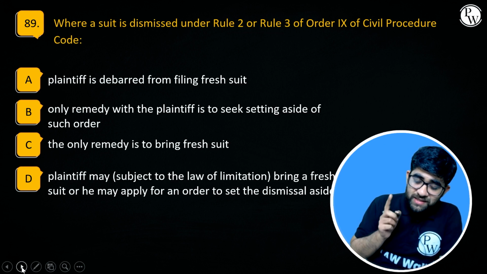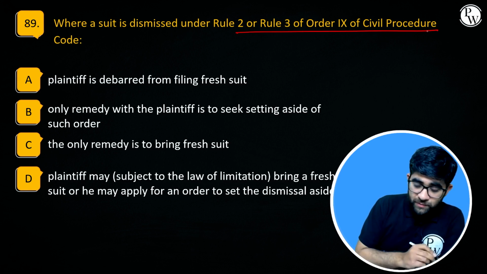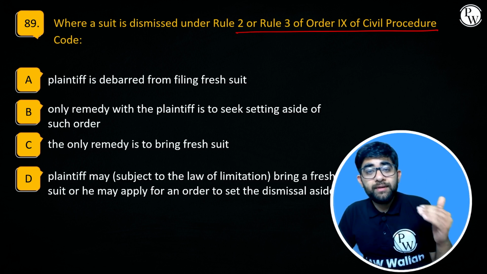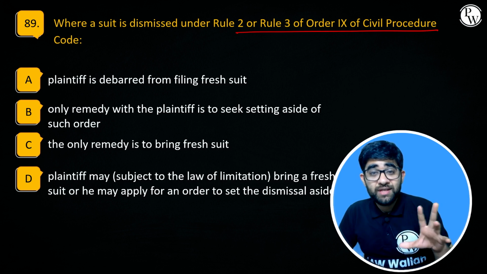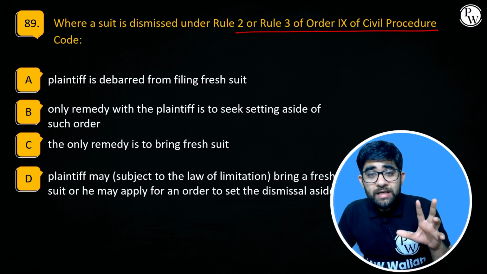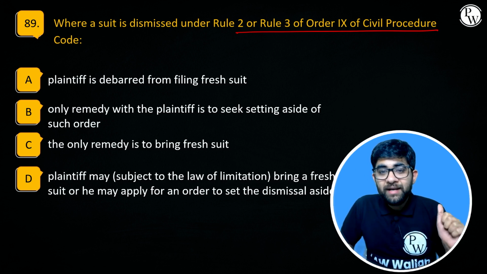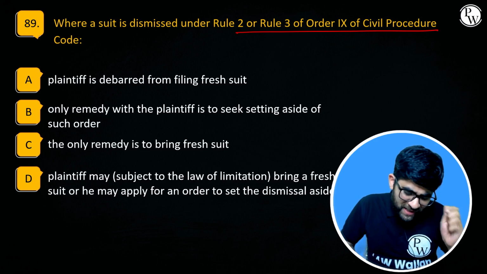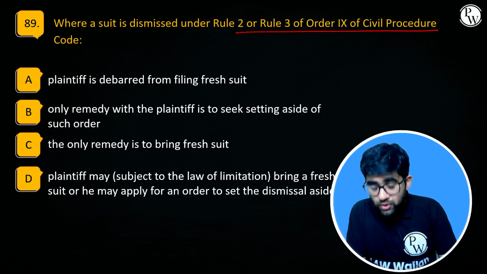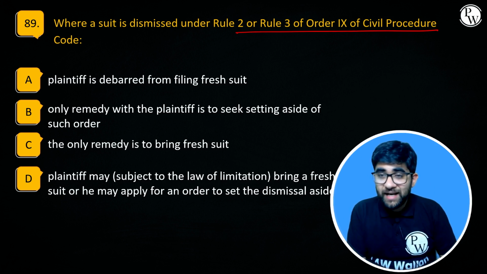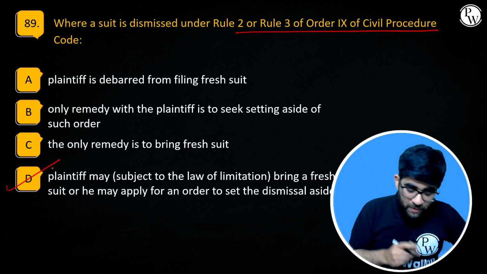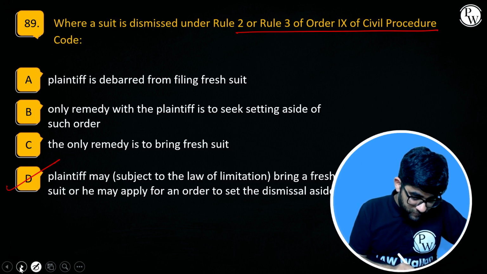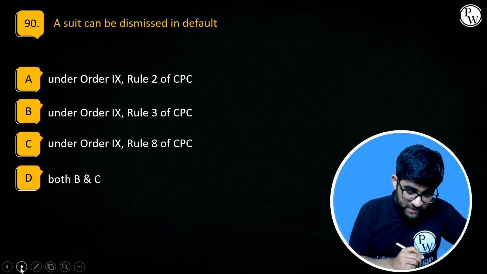See, where a suit is dismissed under Rule 2 or Rule 3 of Order 9 of the Civil Procedure Code, plaintiff is debarred from filing a fresh suit. The only remedy with the plaintiff is to seek setting aside of such order. Or plaintiff may, subject to the law of limitation, bring a fresh suit or he may apply for an order to set the dismissal aside. Answer is this. Plaintiff may bring a fresh suit or he may apply for an order of setting the dismissal aside.